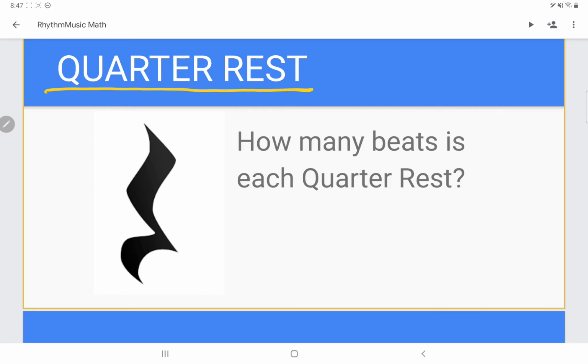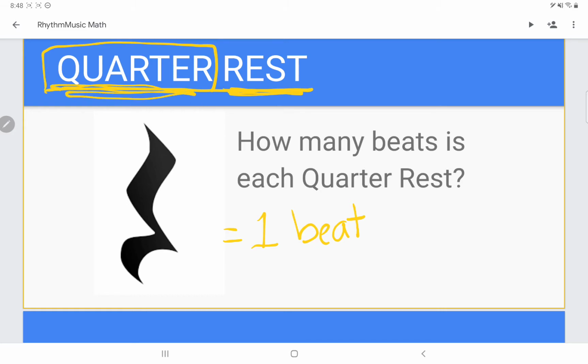So it kind of has a different name because it's called a rest. It's almost like a little pause that you would have in your music. But because it still has the word quarter in its name, it's still equal to 1 beat. So anything that you see with the word quarter in it in music, scholars, is still equal to 1 beat.